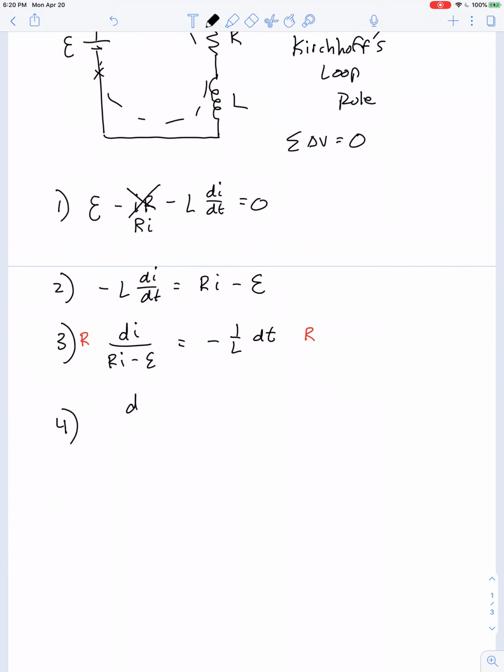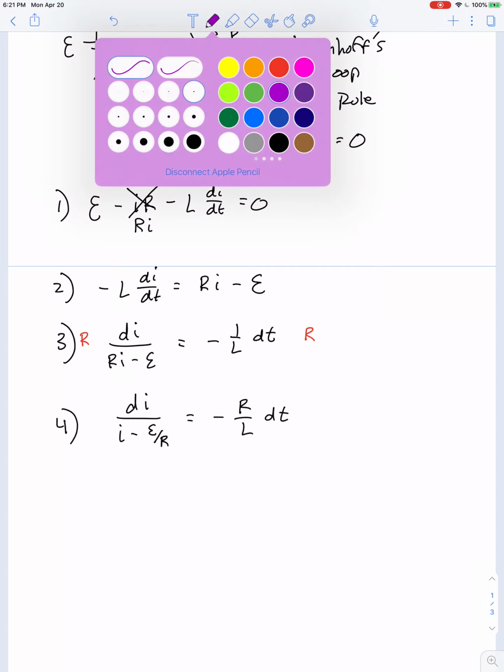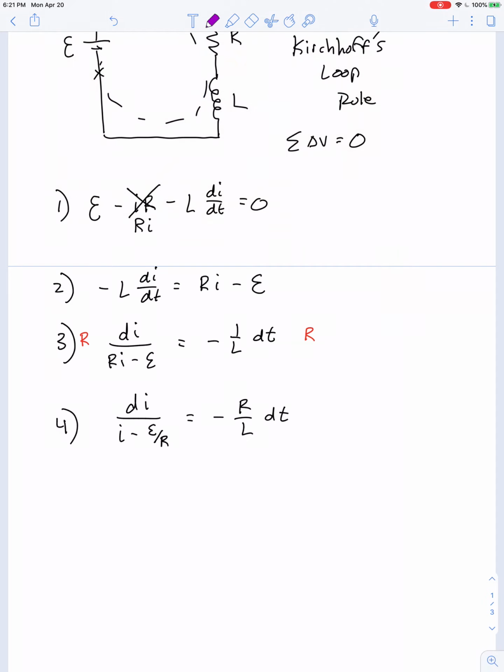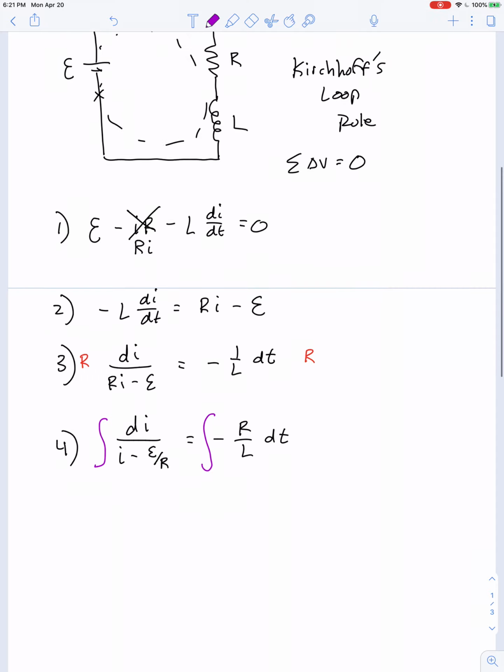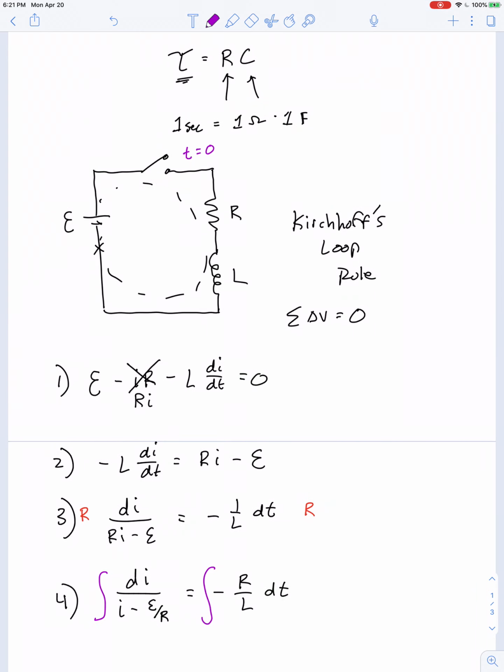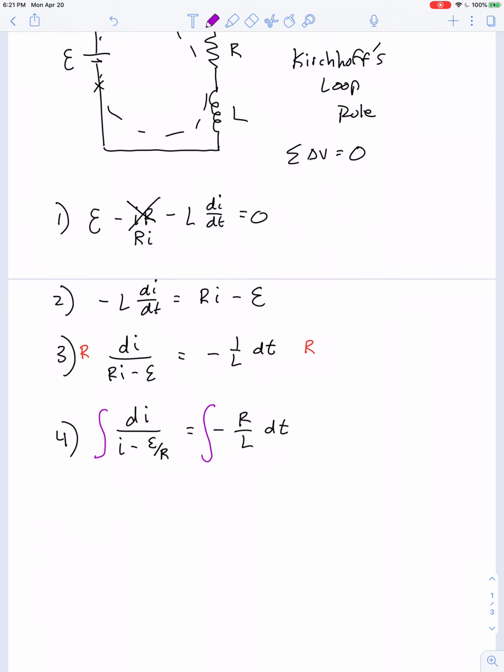It looks like di over I minus EMF over R is equal to negative R over L dt. So far, so good. Whatever we do to one side of the equation, we'll do to the other. So let's take the integral of both sides of the equation. We'll say time t equals 0 is the moment that you drop the switch. So we're going to integrate from 0 up until some random amount of time.